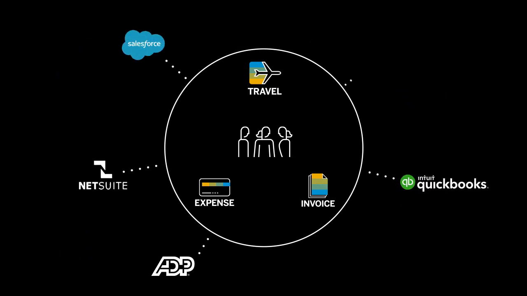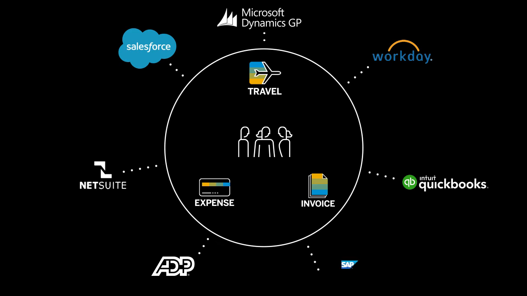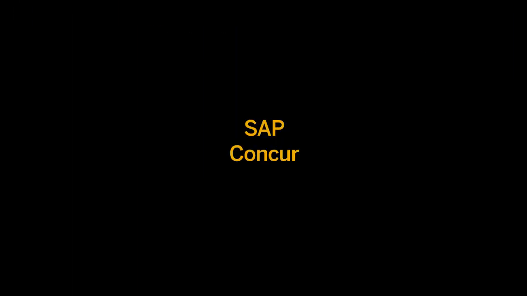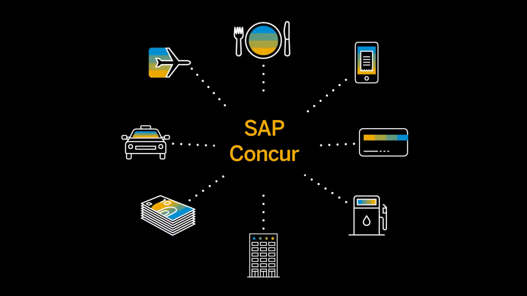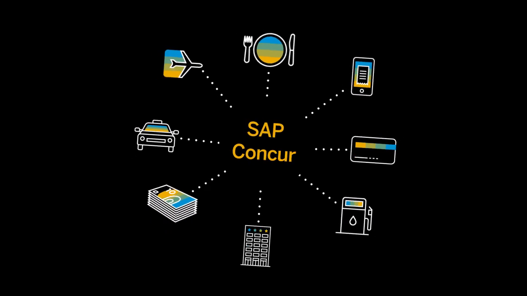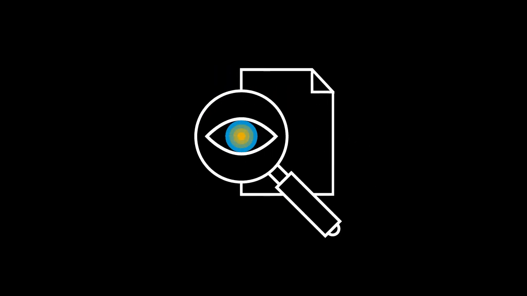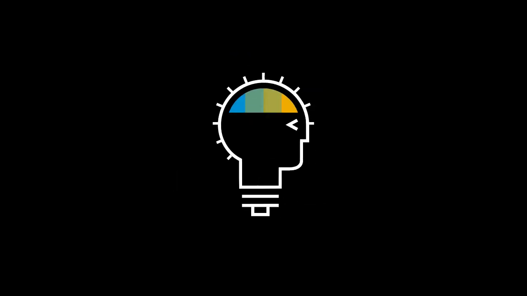SAP Concur also offers a direct native integration with SAP solutions. Harness the power of travel and expense products in a single solution that helps your employees be more productive. You'll get transparency and visibility into employee spend, the ability to enforce policy, and the agility to make intelligent spend management decisions.